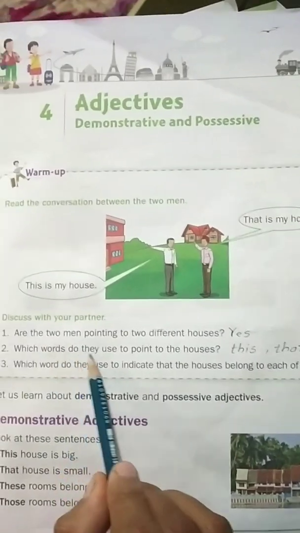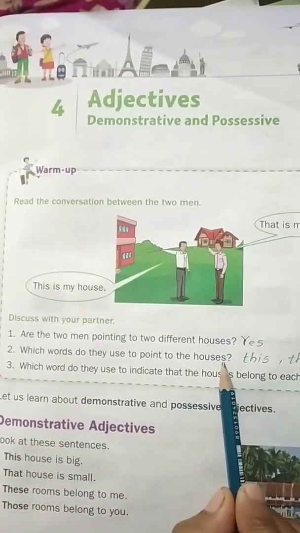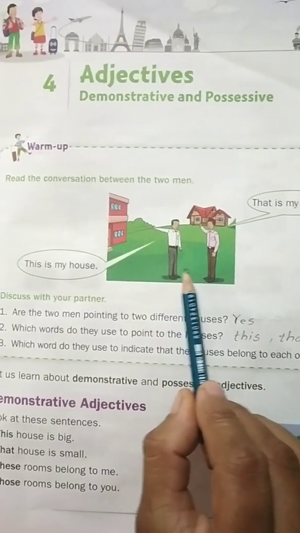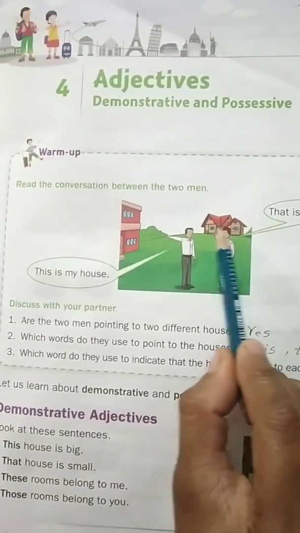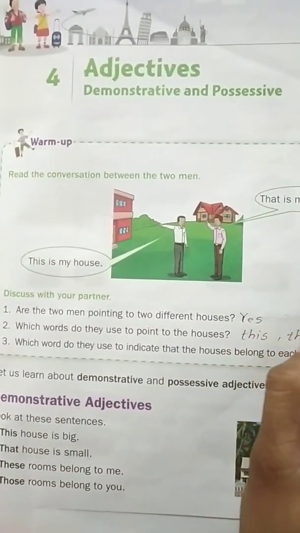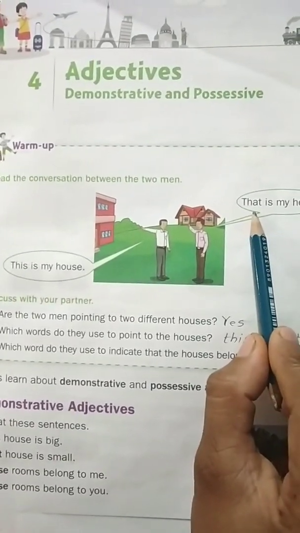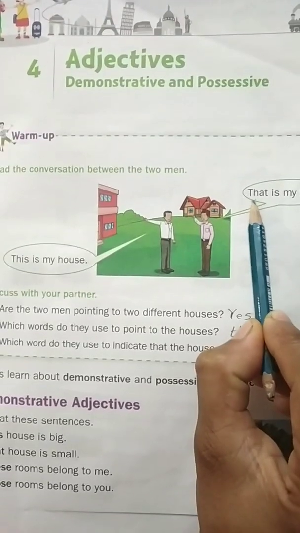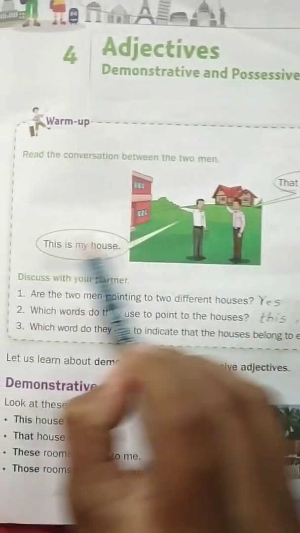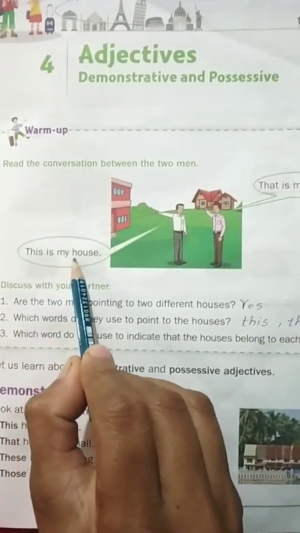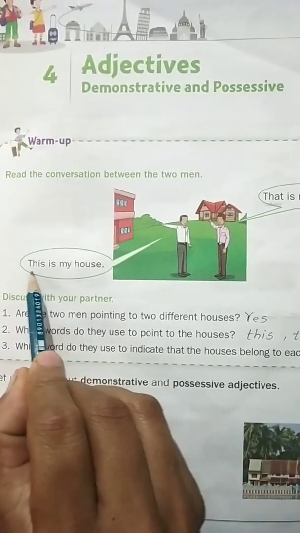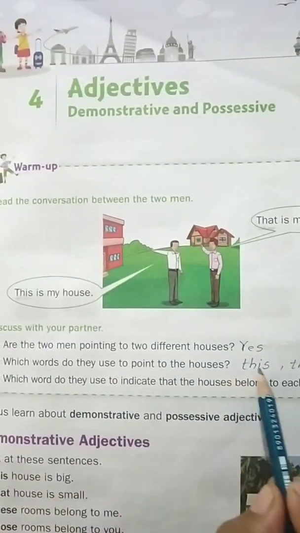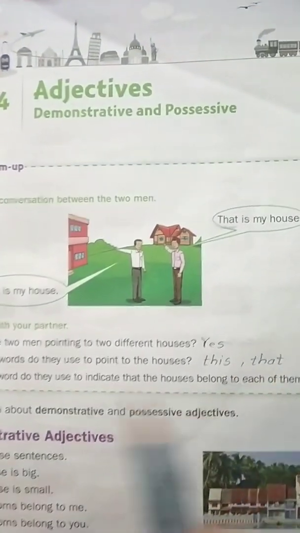Which words do they use to point to the houses? Look at this first sentence, "That is my house." Which word is used here to point to the house? That. Okay, that is my house, and here, this is my house. This word is pointing to the house. So here the answer written is this and that.